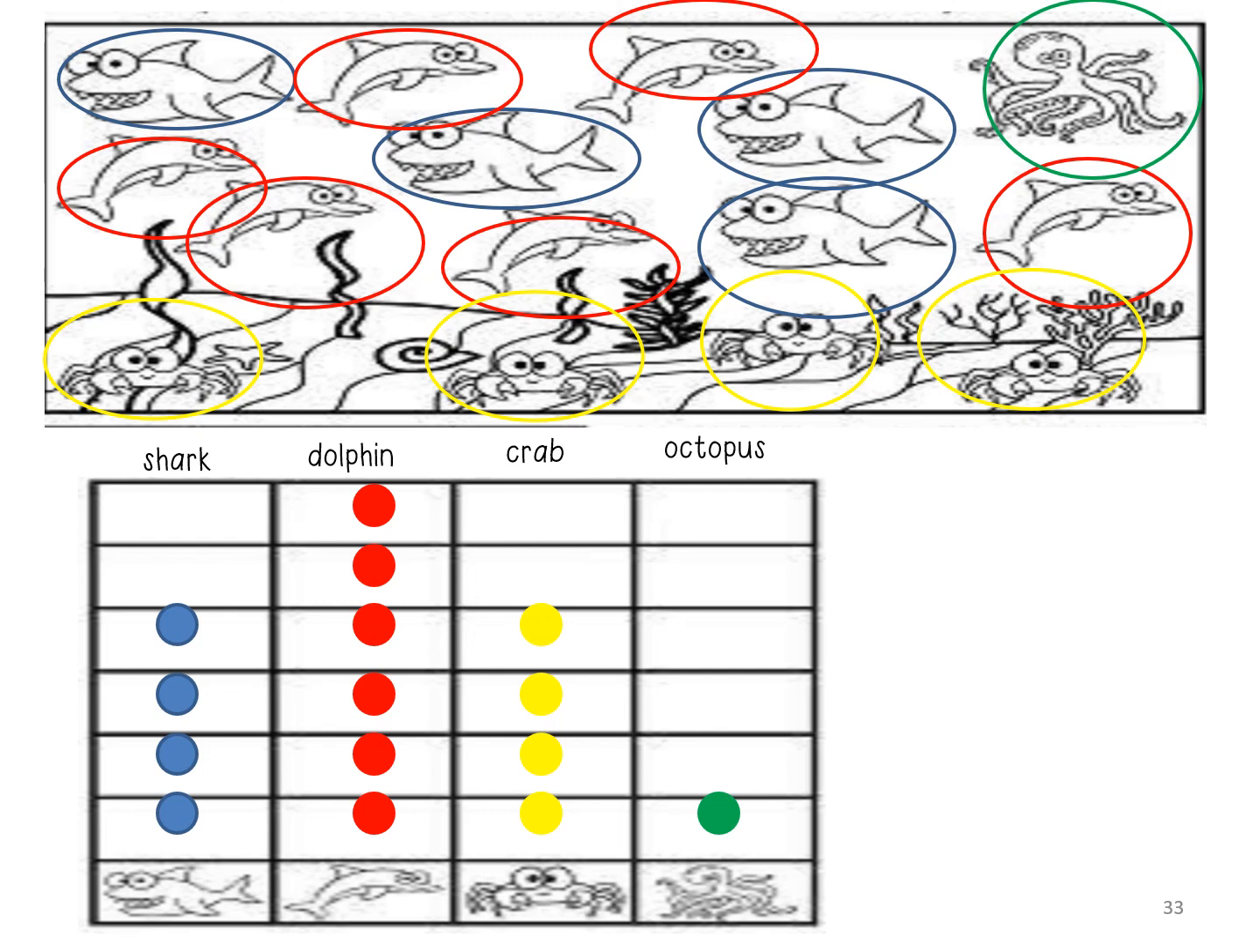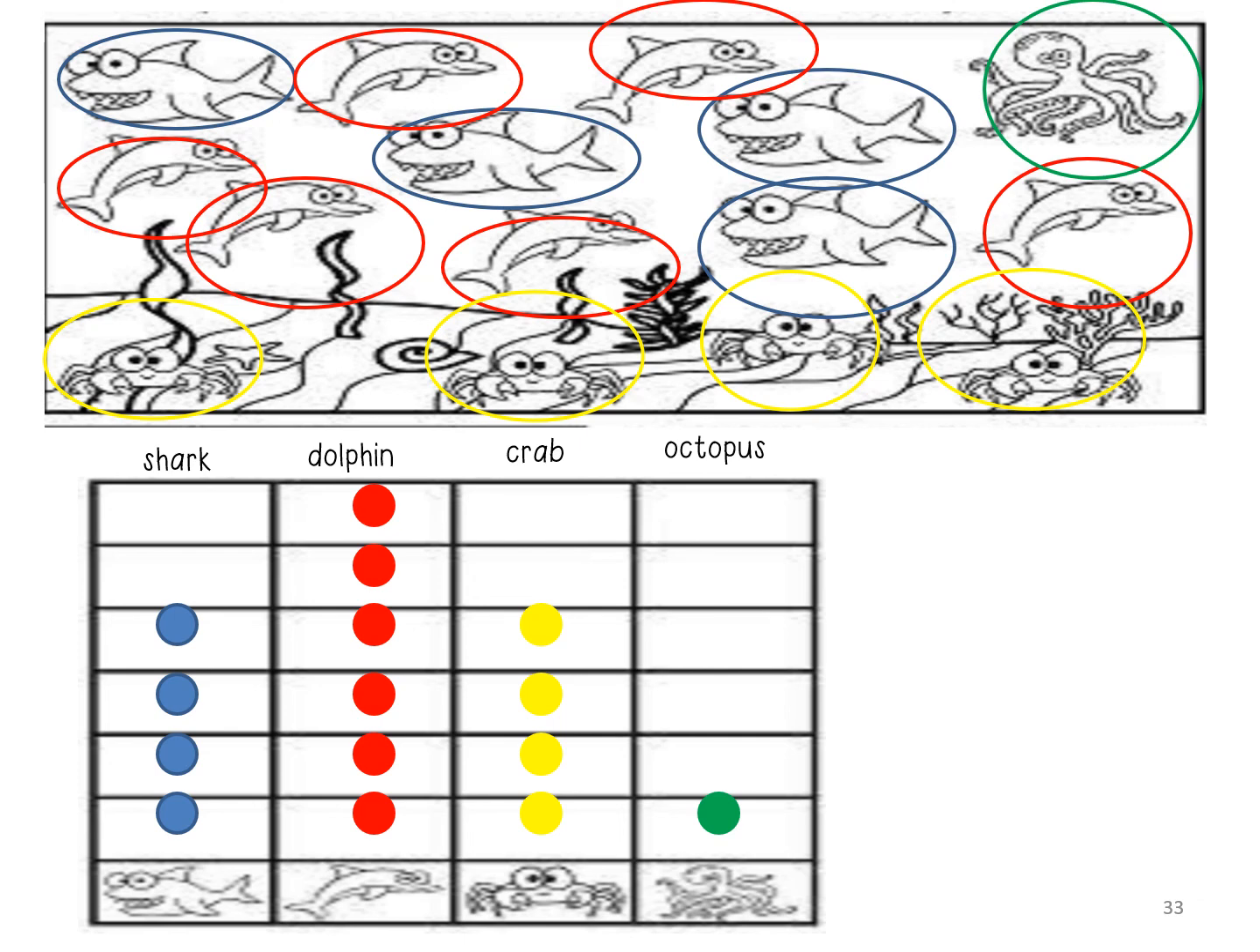Now we're going to see how many dolphins we have. Let's count our dolphins. The dolphins are circled in red. 1, 2, 3, 4, 5, 6. There is 6 dolphins. Let's see how many circles I have. 1, 2, 3, 4, 5, 6.